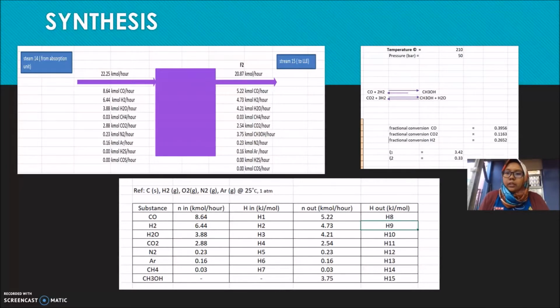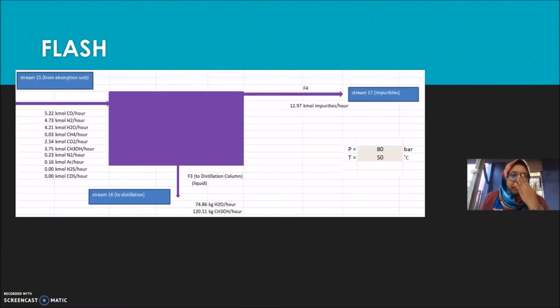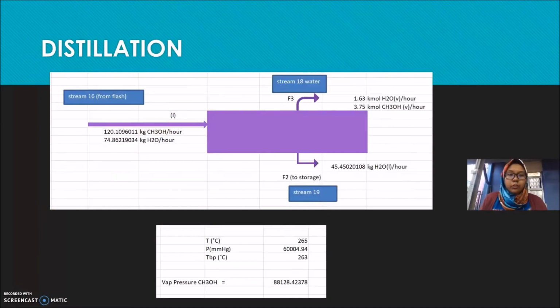Now we proceed with the synthesis unit. This unit's temperature is 210 degrees Celsius and 50 bar. The Q value calculated is negative. Next, before we proceed to the flash, we have a compressor which converts the pressure from 50 bar to 80 bar, and the work shaft calculated is 33.465 kilowatt. And now the flash unit. The flash unit has a pressure of 80 bar and temperature of 50 degrees Celsius. The Q value calculated is 170,688.461 kilojoule per hour.